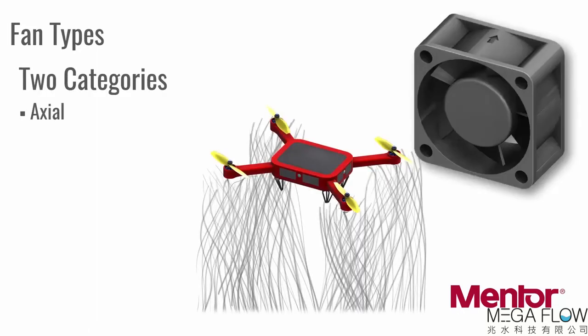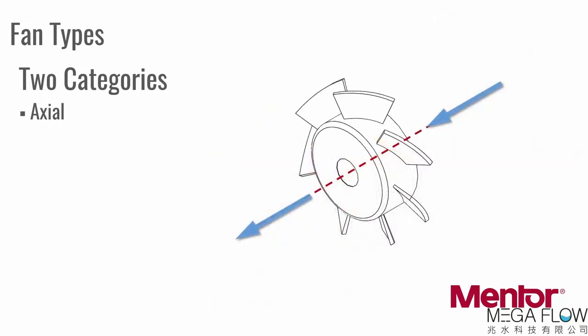Fans or air movers can be grouped into two categories. The first category is axial. I've shown two examples, one a drone and two a workhorse in the electronics industry, the axial fan. These fans are termed axial because the flow enters and leaves the fan along the axis of rotation. The axis of rotation is identified with the red dashed line. The blue arrows indicate the bulk airflow direction.